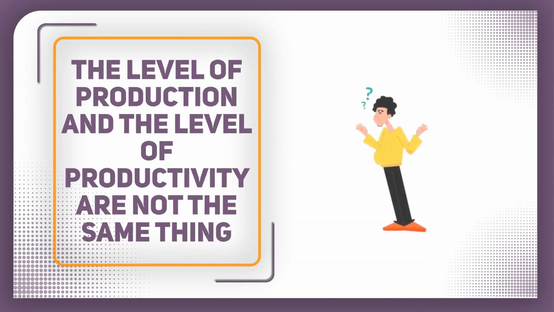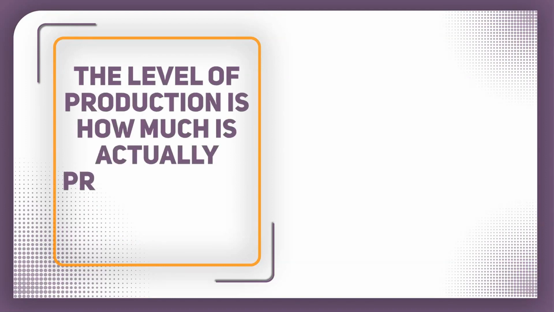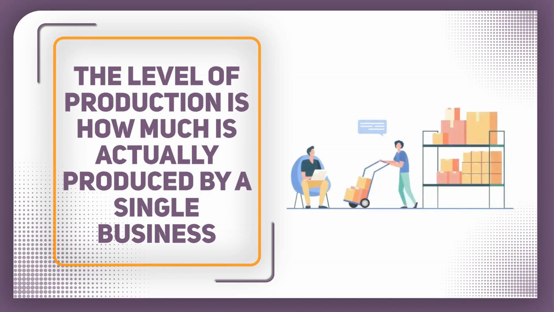We have looked in other videos at production processes, turning materials and ingredients into products or even services. The level of production is how much is actually produced by a single business. Using our previous example, this would be how many sandwiches are actually made in total.